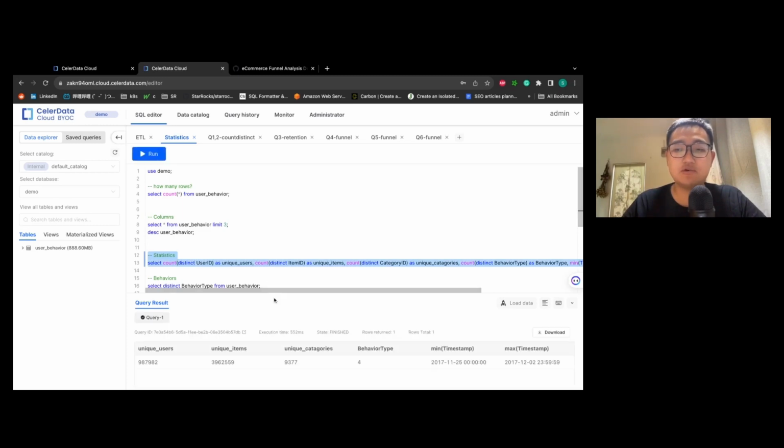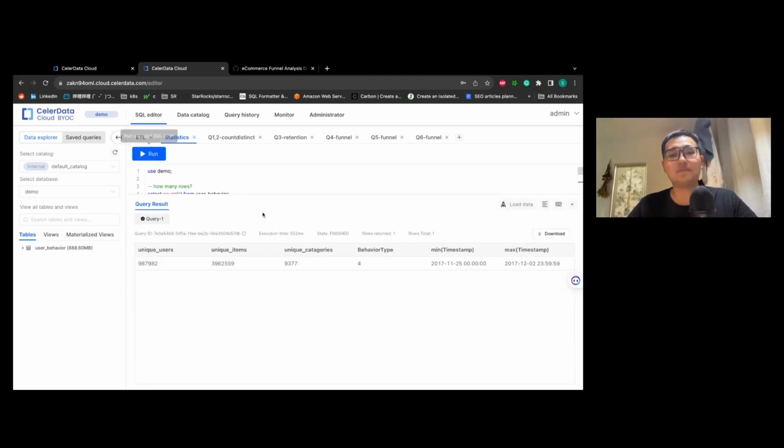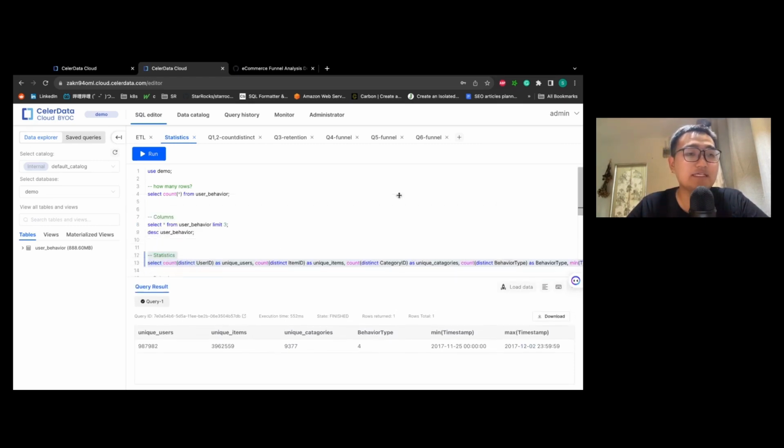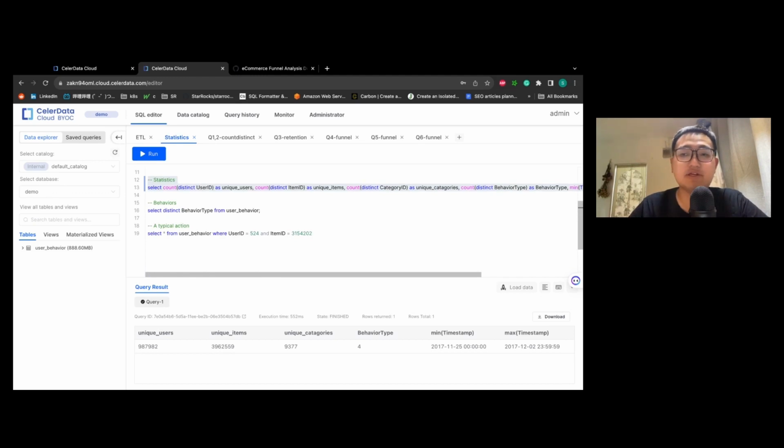And let's take a look at the overall statistic of this data set. So there are around a million unique users. I think like 4 million unique items and like 10,000 categories. 4 behavioral types we already went over. And this is the data spanning from November the 25th to December the 2nd, right? All 87 million records, all 87 million actions.